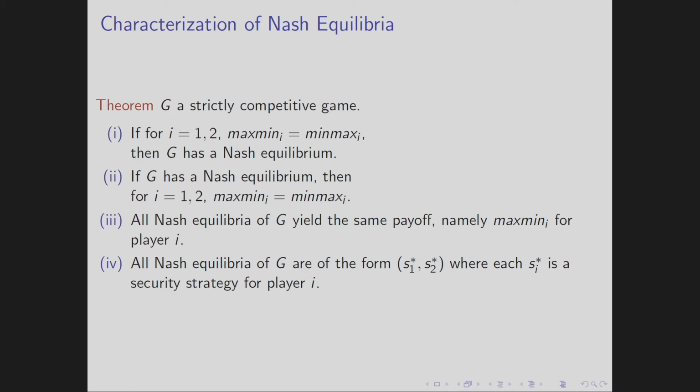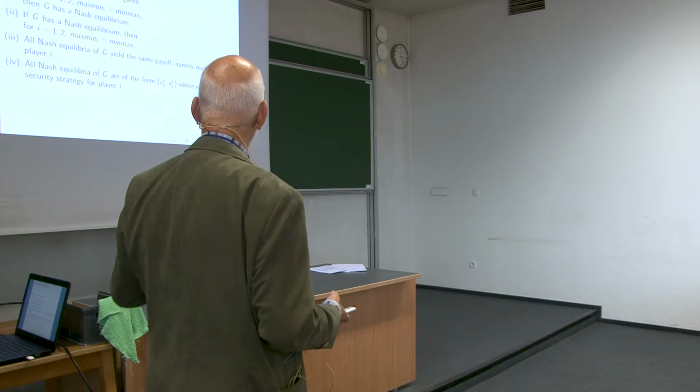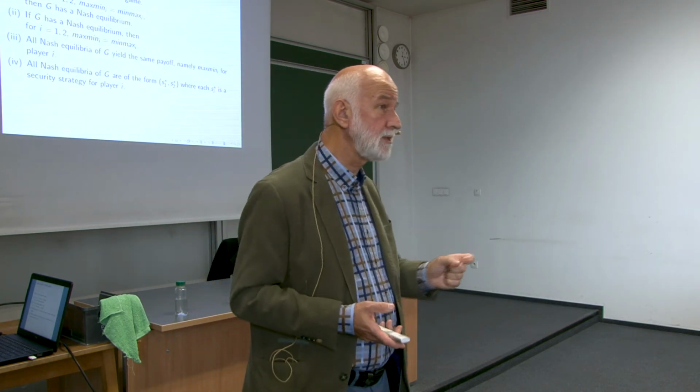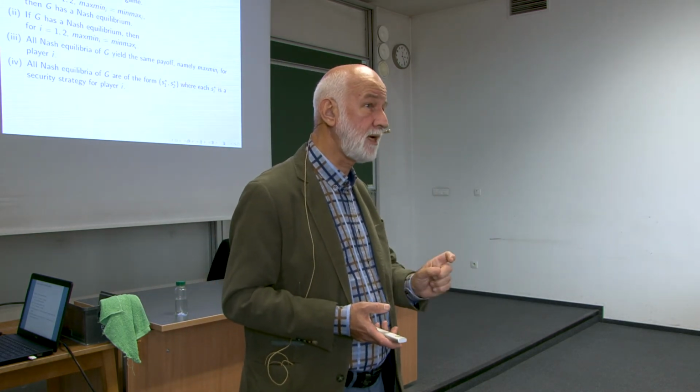The second is that if you have a Nash equilibrium in such a game, then payoffs are always defined in terms of this max-min. So it is this guaranteed payoff you get if you are a pessimist. So this is the guaranteed payoff which you can obtain in a game. And moreover, all Nash equilibria in this game consist of pairs of security strategies.